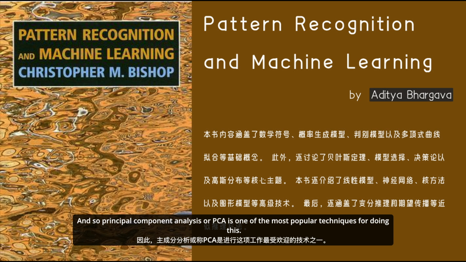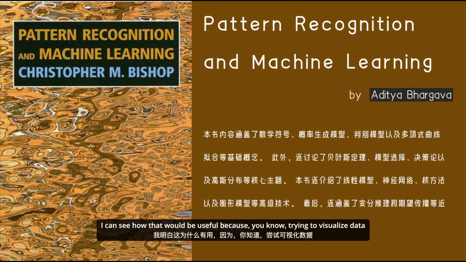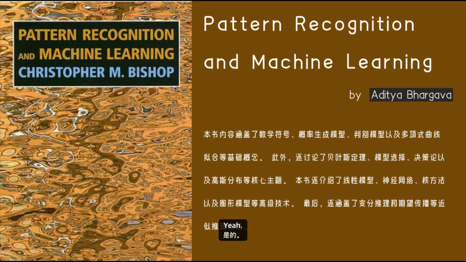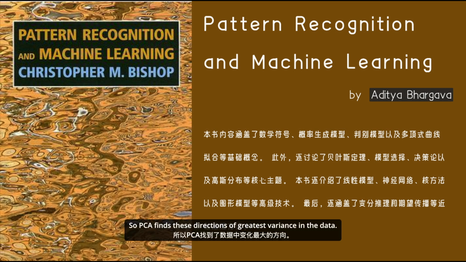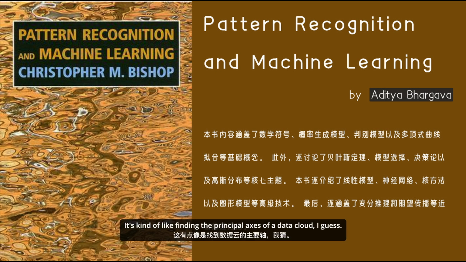Exactly. And so principal component analysis, or PCA, is one of the most popular techniques for doing this. Okay. I can see how that would be useful because trying to visualize data with hundreds or thousands of dimensions would just be impossible. Exactly. Yeah. So PCA finds these directions of greatest variance in the data. So the directions along which the data is most spread out. Okay. And then it projects the data onto a lower dimensional space that's spanned by those directions. It's kind of like finding the principal axis of a data cloud, I guess. Okay. And then rotating it so that those axes align with the coordinate system.